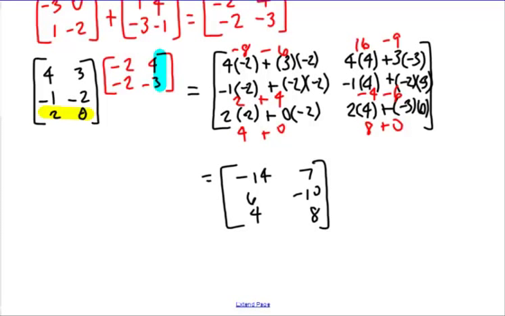And this should be plus 6 here, which is going to give us a 2. And this should be negative 4 here, which gives us a negative 4. So keep up with those minus symbols or they'll throw you all off.